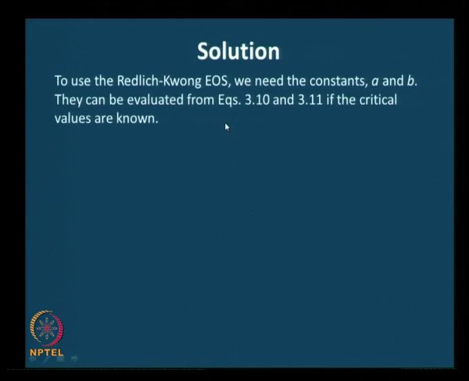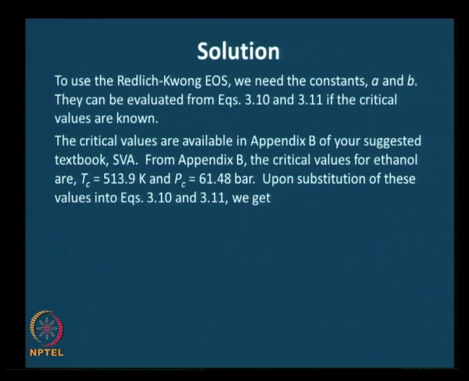So the solution itself, in terms of numbers for you to verify yours: the constants A and B can be obtained from the equations that give the constants in terms of the critical values. The critical values are available in appendix B. This is the actual appendix of Smith, Van Ness and Abbott, which gives you the values of the critical parameters, critical temperature, critical pressure. And from appendix B, the critical values of ethanol are critical temperature Tc is 513.9 Kelvin and the critical pressure is 61.48 bar.